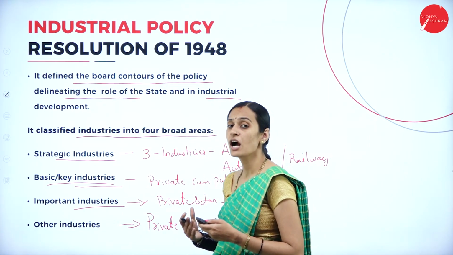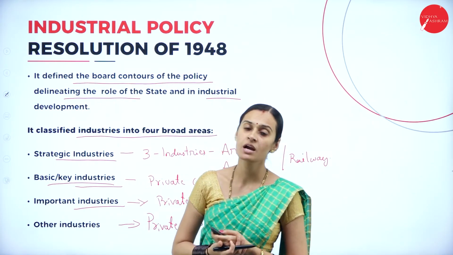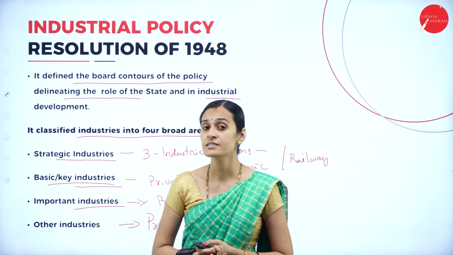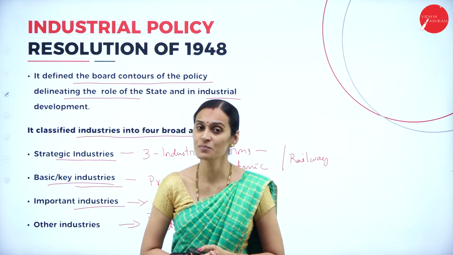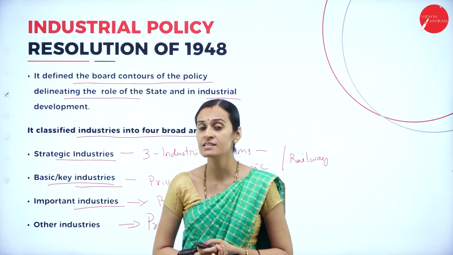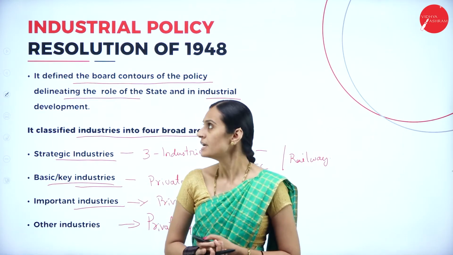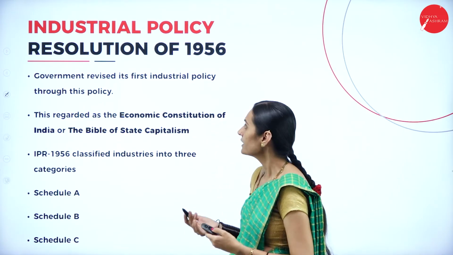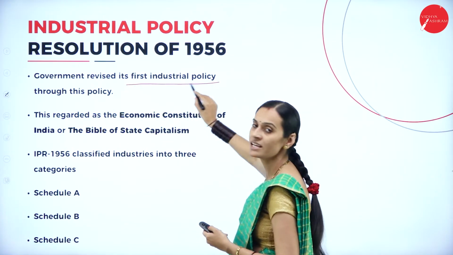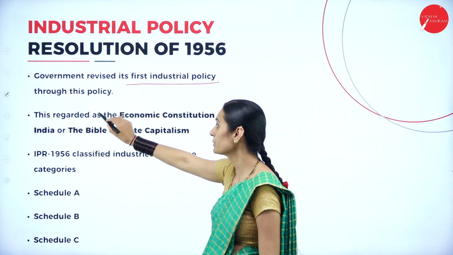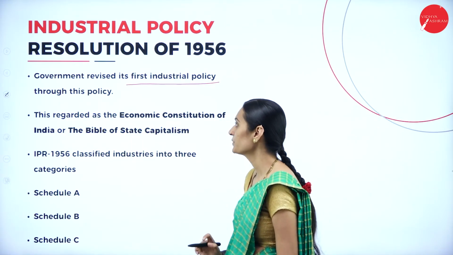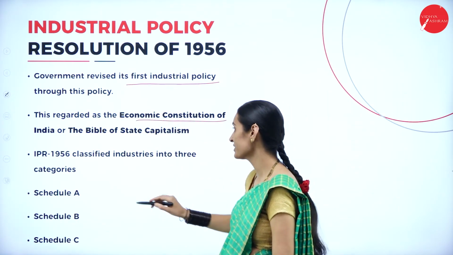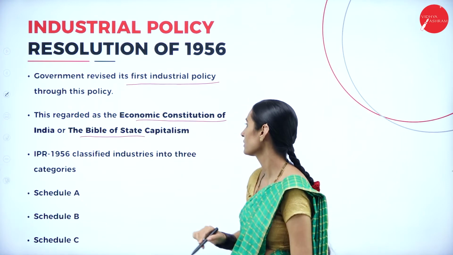After 1948, another industrial policy resolution was introduced. Why was it introduced? The second one, 1956, was due to problems of governmental licensing policies. Further, we will discuss licensing policy, industrial license policy. Yes, that is the second important policy, the Industrial Policy Resolution 1956, in which the government revised the first industrial policy of 1948. Through this policy of 1956, it is regarded as the economic constitution of India, or considered the Bible of state capitalism.